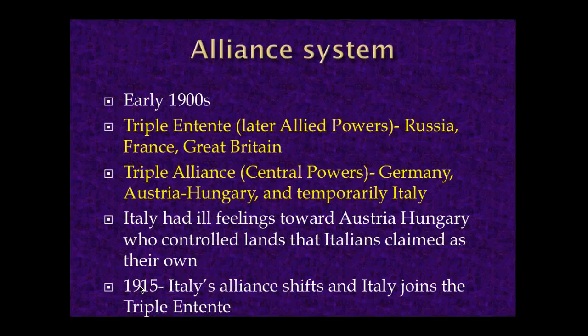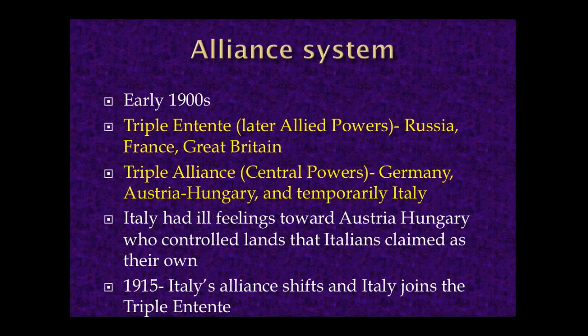And that box where it says alliances, I need you to write down the Triple Entente, your allied powers, and list those countries in the Triple Alliance, or your Central Powers, and list those countries. These form your two sides of the war, so if you don't get these down, then you might be kind of confused as we go through.